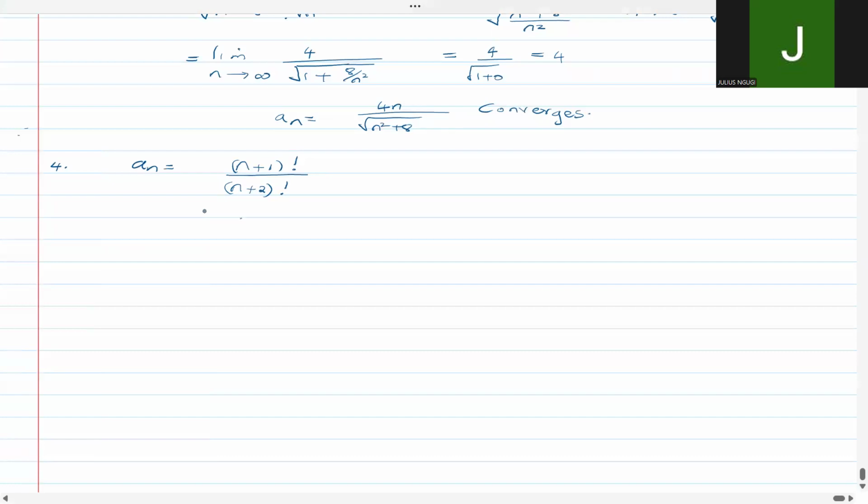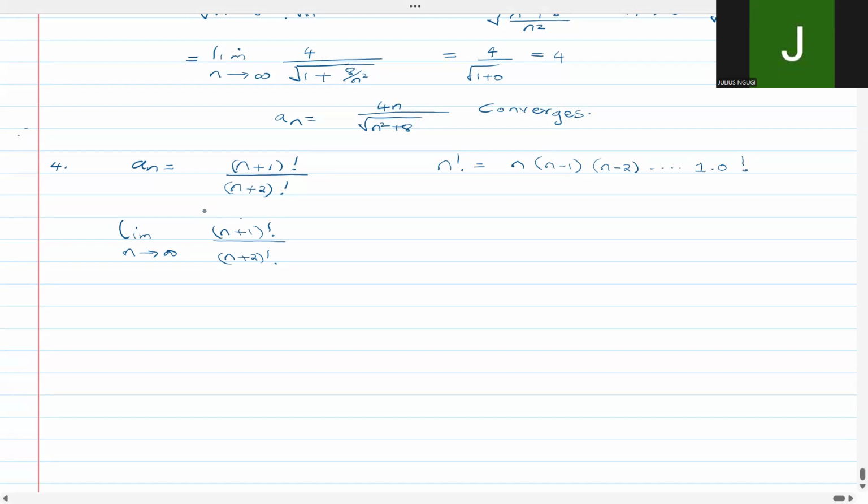Let's do number 4. So we find the limit as n approaches infinity of (n plus 1) factorial divided by (n plus 2) factorial. What we ought to remember is that n factorial is the same as n multiplied by n minus 1, decreasing all the way until we have 1, then times 0 factorial.